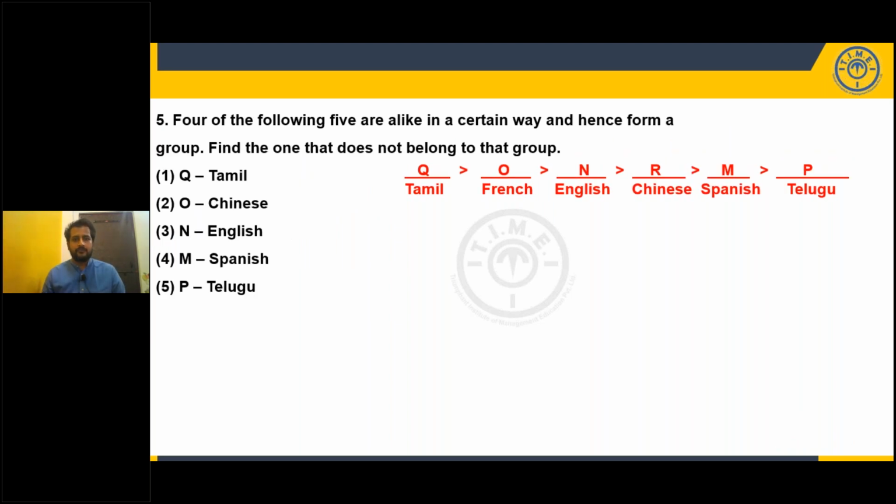Now, 4 of the following 5 are alike in a certain way, odd one out, and hence form a group. Find the one which does not belong to that group. Q Tamil, it is a perfect combination. Q likes Tamil. O Chinese, no, it is not the correct combination. Let's see. N English, yes, it is also a perfect combination. M Spanish, yes, correct combination. P Telugu, correct combination. Okay, so all the combinations are correct except the combination given in choice 2. O Chinese. That is the odd one out. Q likes Tamil, N likes English, M likes Spanish, P likes Telugu. O likes French. So the odd one out is choice 2.